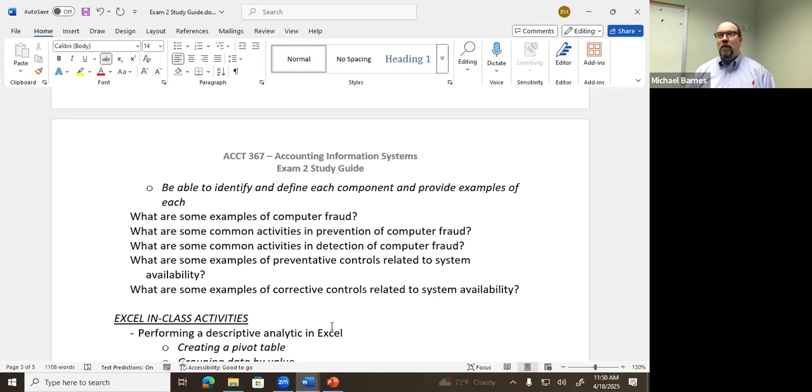You could say, all right, my pressure: I need an A in AIS. Opportunity: Dr. Barnes isn't paying attention when we're taking the exam. Rationalization: Dr. Barnes is really unfair with his grading. Something along those lines would be fine. You can actually use that as an example of fraud because cheating is a form of fraud. Yes, that's it.